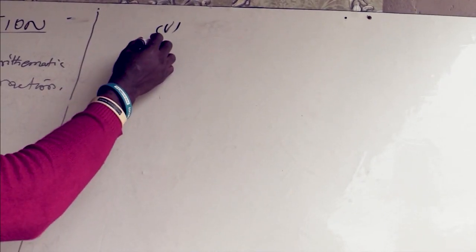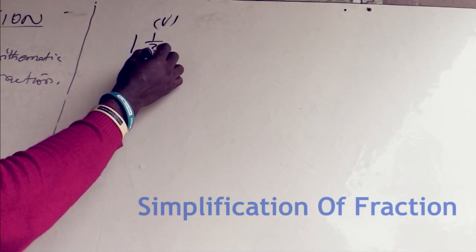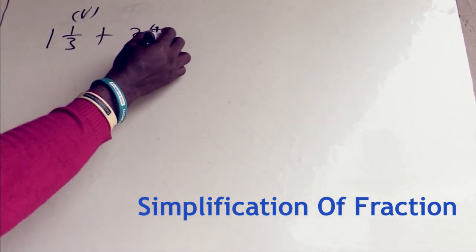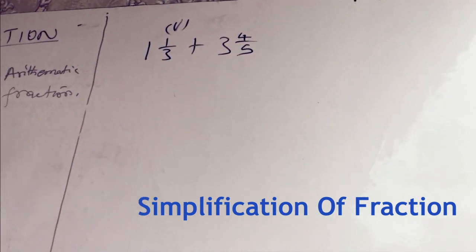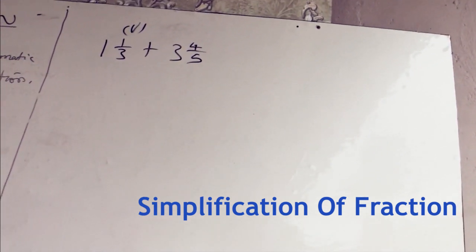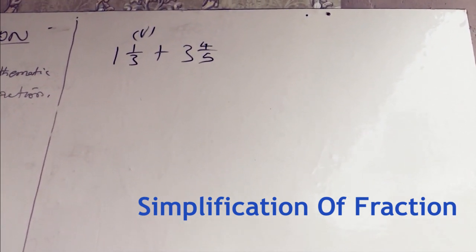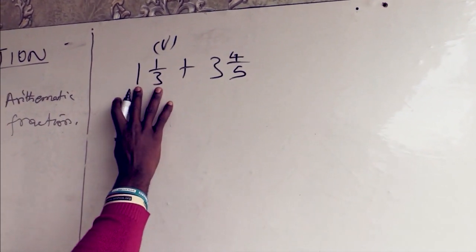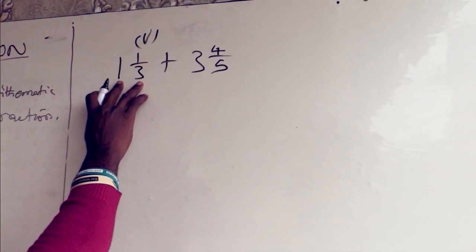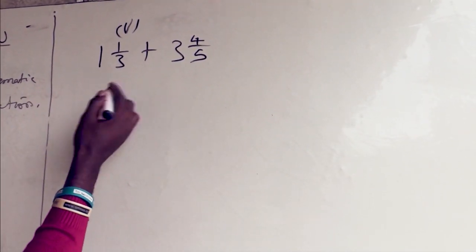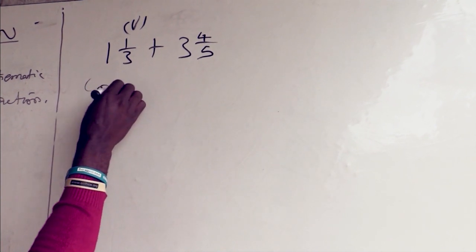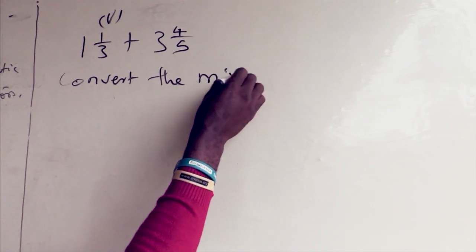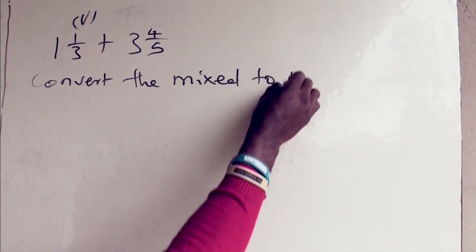One whole number 1/3 plus 3 whole number 4/5. So now to solve this, the easiest way to go, so that it will be as simple as the first one we did, is this: we know that a mixed fraction is gotten from an improper fraction. So what we do here is convert the mixed fraction to an improper fraction.